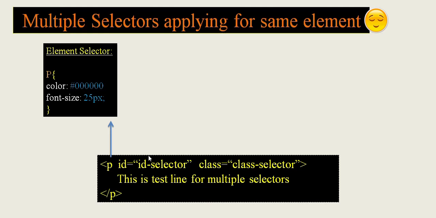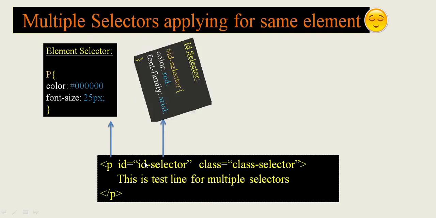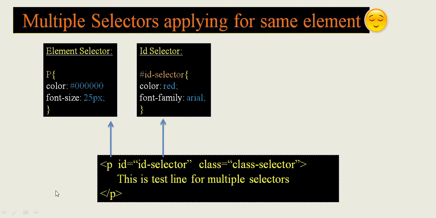Now I include some properties for the ID selector, some additional properties. I am using the hash symbol here. By using the hash symbol, I am taking the reference name that we have given within the double quotes as the ID selector reference name. Within the curly braces, I have included some properties like color and font family. In this selector, I am giving my color as red and font family as Arial.